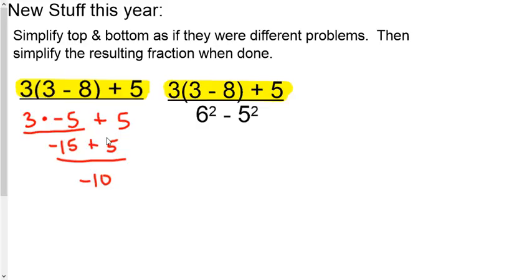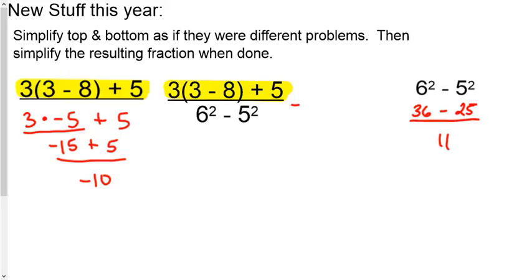Now, we also need to treat the bottom as if it's its own separate problem. So I'm going to copy that to the right side, and we'll solve the bottom. No parentheses, but we do have exponents. In fact, we got two different sets of exponents. 6 squared is 36. 5 squared is 25. There's our subtraction sign. That's the last thing that we do. So 36 minus 25 is 11.